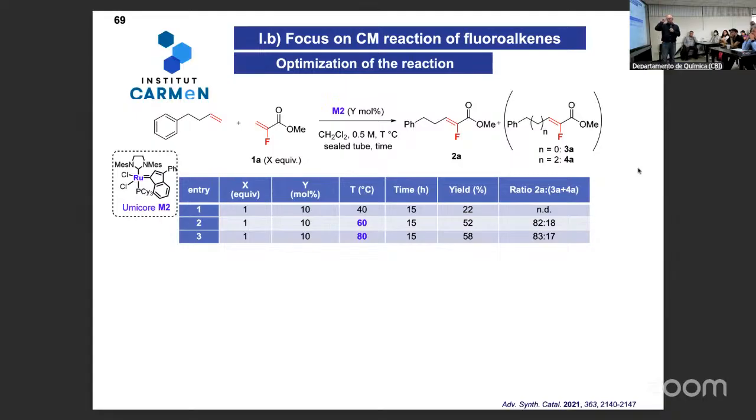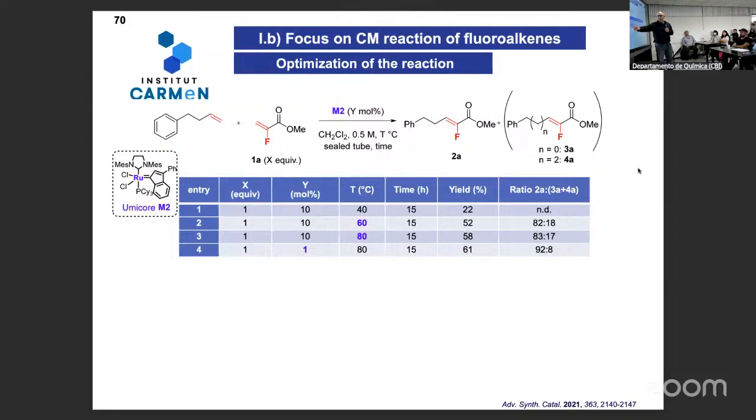Oh, okay, I forgot to tell you. This is the main product we have. It is the product we targeted. During the reaction with ruthenium, you can form ruthenium hydride. If you form ruthenium hydride, you can have side reactions, and you can have finally the bond with one carbon less or one carbon more during the process. So the ratio I put here is the ratio between 2A, the desired product, and the other side product.